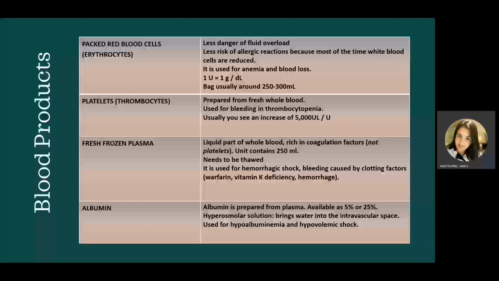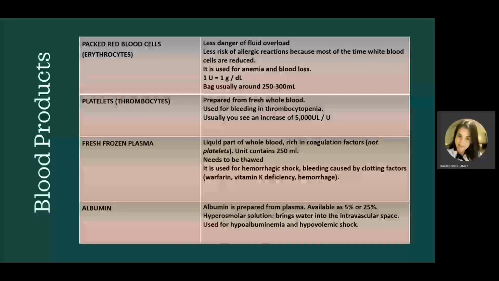Fresh frozen plasma is given when someone has a lack of coagulation factors. For example, someone that maybe is on an anticoagulant like warfarin might receive fresh frozen plasma if they're going to go into surgery. And albumin is usually given as a hyperosmolar solution. It sort of makes the vascular system kind of bulky and so maintains the blood pressure as well.